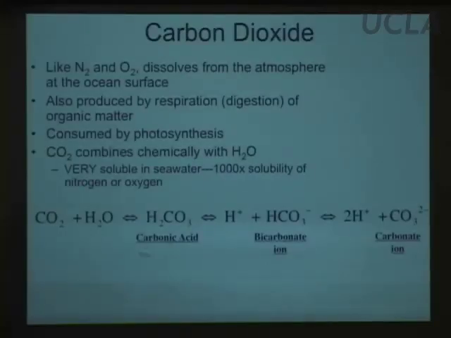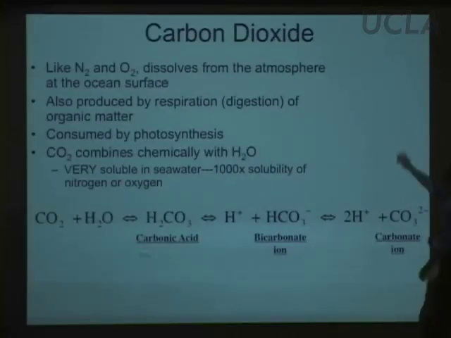Let's focus on carbon dioxide for a minute, though, to sort of finish off this topic of chemistry of seawater. So remember, CO2 is very rare in the atmosphere compared to nitrogen and oxygen. It's about 0.04% or something like that of the atmosphere. It's enough to cause issues for climate change and stuff like that, but in terms of its volumetric abundance, it's actually pretty rare. It dissolves from the atmosphere into the ocean, but for some reason it's much more soluble. And the reason I'm about to get to actually is quite interesting.